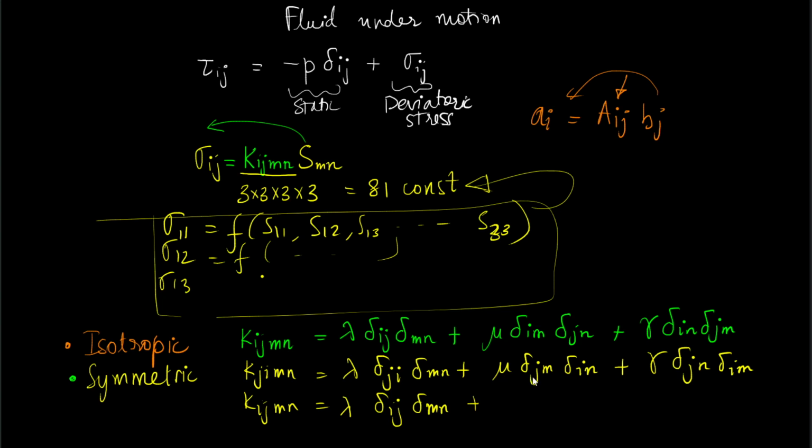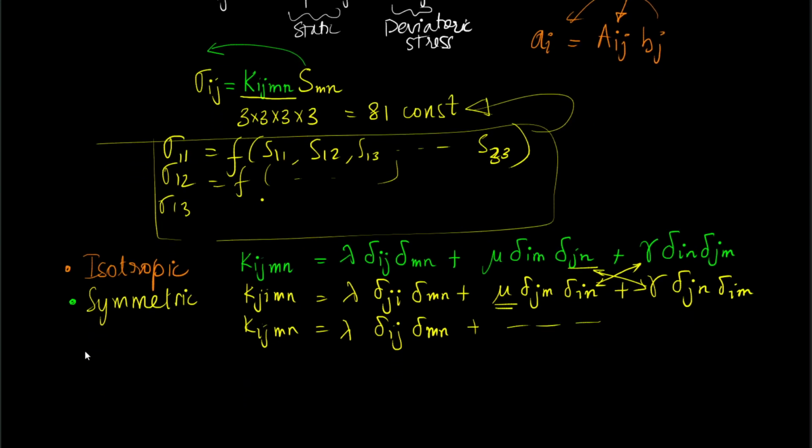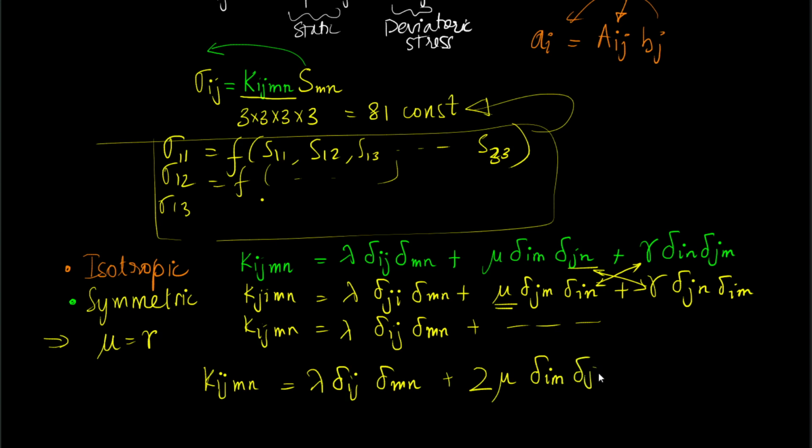This mu from this equation and gamma from this equation, these two terms exactly match. Delta in delta jm and delta jm delta in also match. So these two terms are also equivalent. I'm not going to write it down, but the condition of symmetric stress tensor implies that mu equals gamma. Thus K ijmn so far is lambda delta ij delta mn plus 2 mu delta im delta jn.